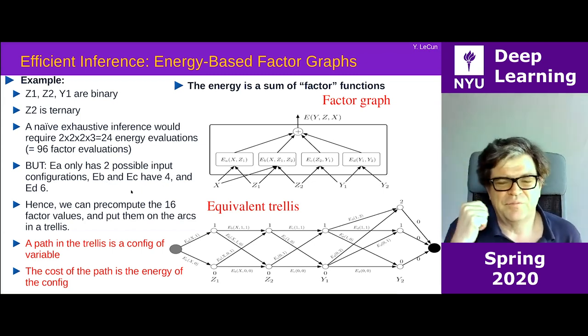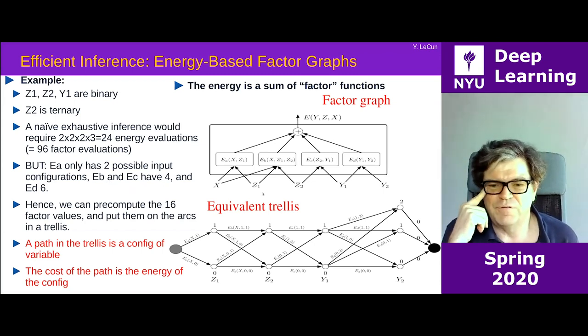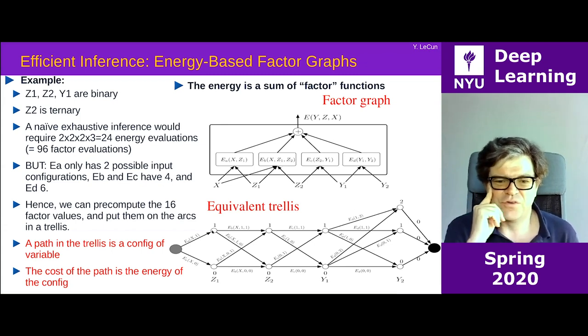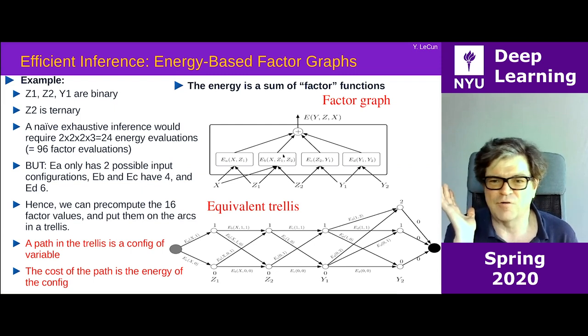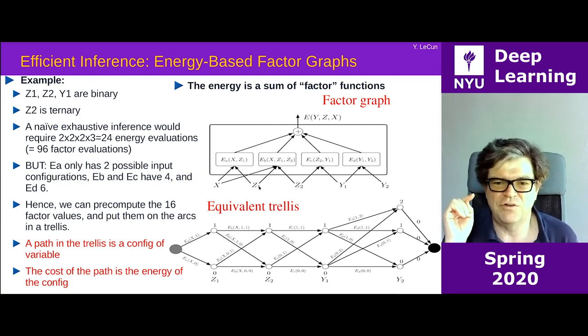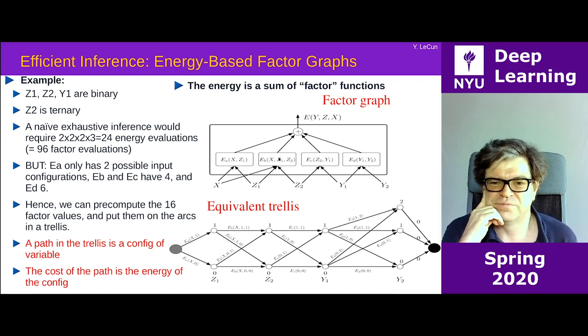Okay, but the thing is, there is a more efficient way of figuring out the configuration of lowest energy. And it's due to the fact that you have this local structure, right? So Z1 can only take two values, and Z2 can also only take two values. So this energy term here can only take four values. It's only ever going to see four different values, because it can only see 0,0, 0,1, 1,0, 1,1, right? So you could imagine pre-computing those four values.